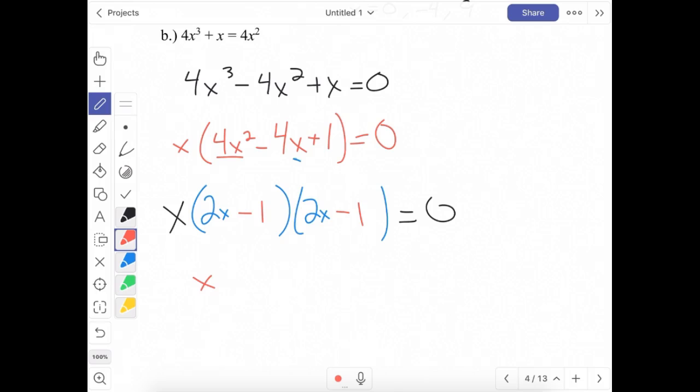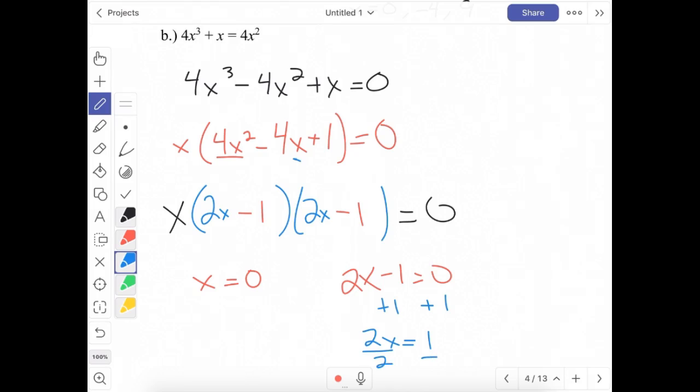So we have an answer of x equals 0. And then I have 2x minus 1 equals 0. To both sides we would add 1. We get 2x equals 1, divide by 2. So we get x equals 0, x equals 1/2. Those would be our two answers there. And you notice we actually have two factors of 2x minus 1, so we'd have two answers of 1/2.